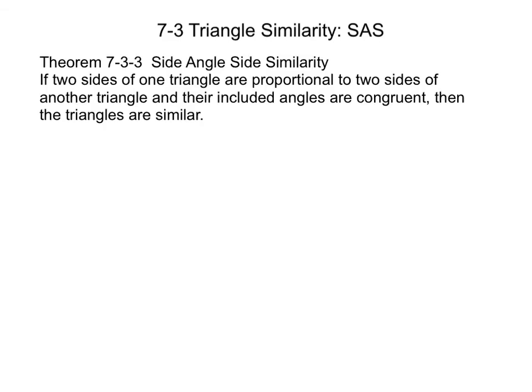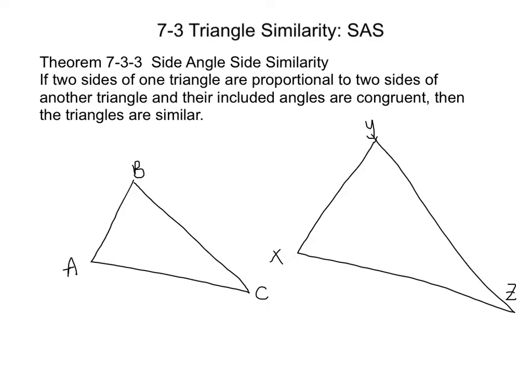Today we're going to talk about 7-3, Triangle Similarity, in particular, Side Angle Side, or SAS. So we have theorem 7-3-3, which is Side Angle Side Similarity. If two sides of one triangle are proportional to two sides of another triangle, and their included angles are congruent, then we know the triangles are going to be similar. So what exactly does this mean?